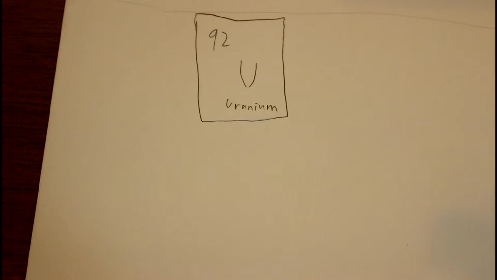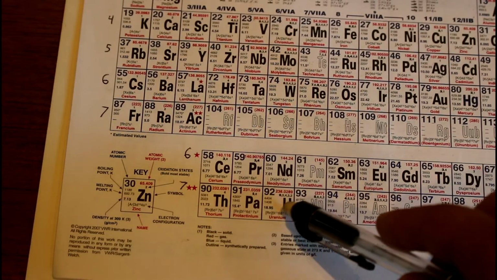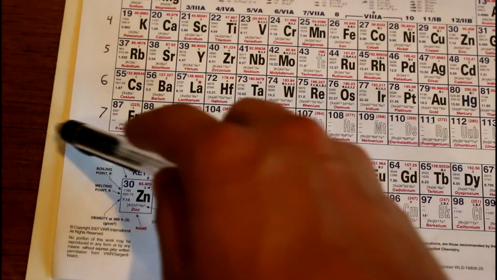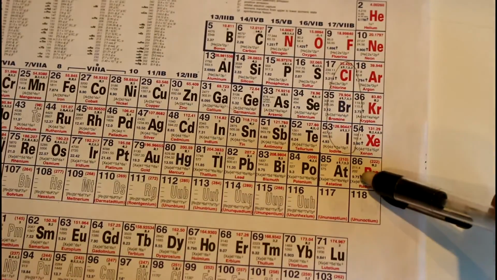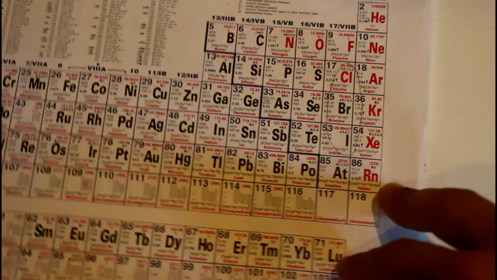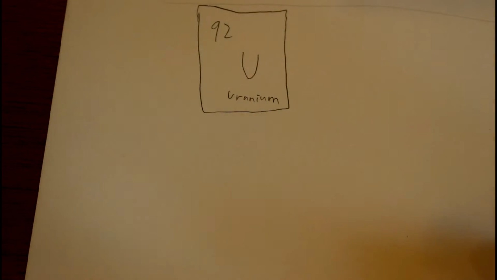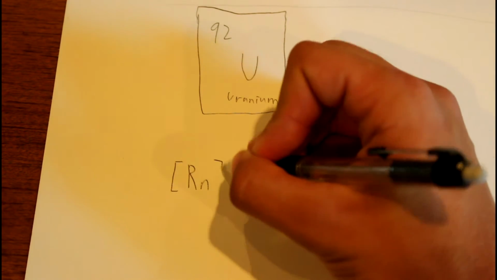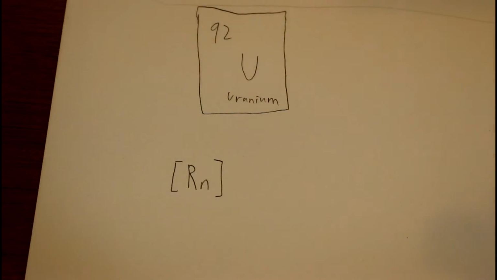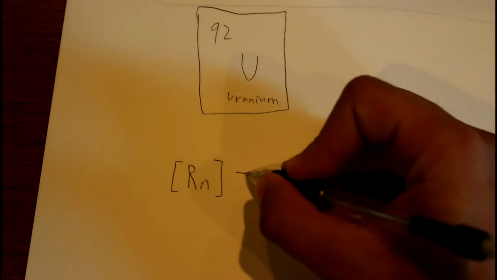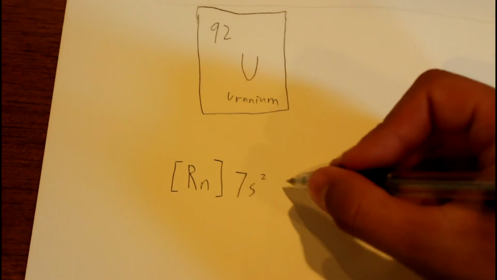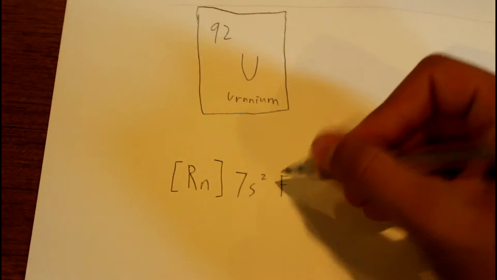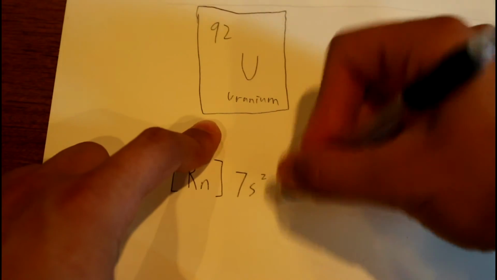But for a big element like uranium, let's just say that it's worth it. So we go to the periodic table, uranium's down here. If we go across, go up here, radon is the corresponding noble gas configuration. So in brackets we put the symbol of radon. And now we would write out the configurations that are left over.